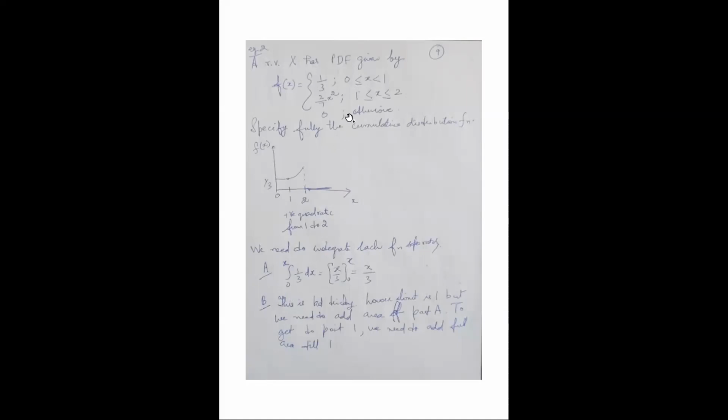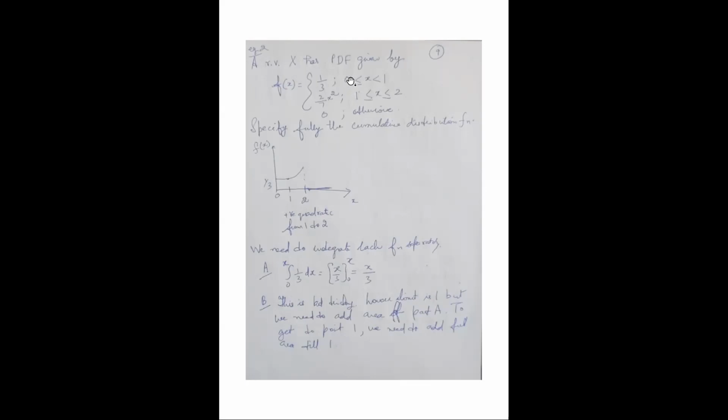Now let us look at part B. Now this is a little bit tricky. Please understand at this point how to handle the second function. See, what does the cumulative distribution function give you? In the second function, what is the lower limit? The lower limit is 1. All right. And from 1 to 2, it is 2 by 7 x squared.